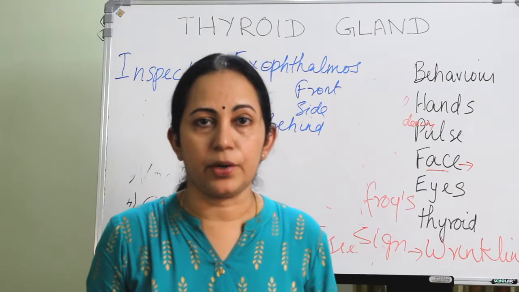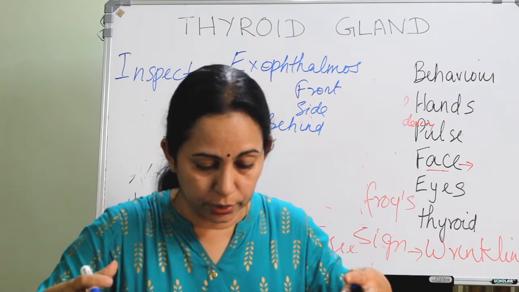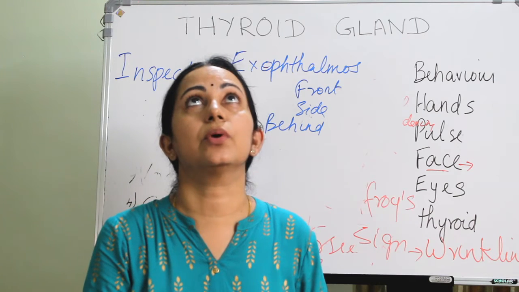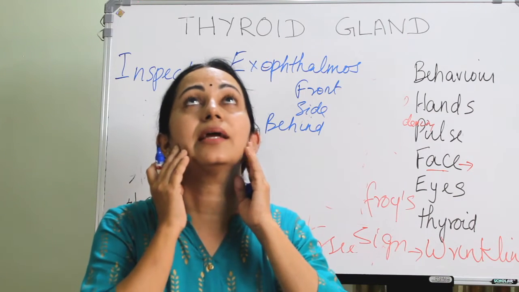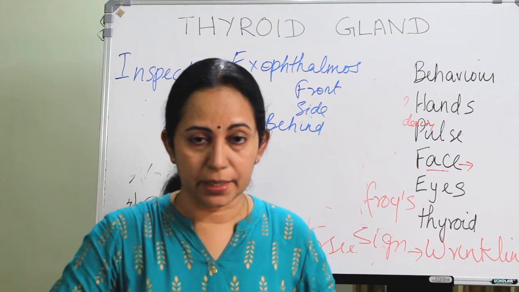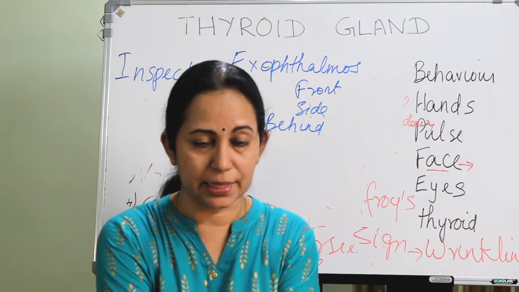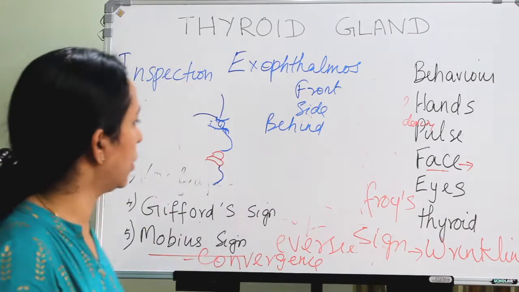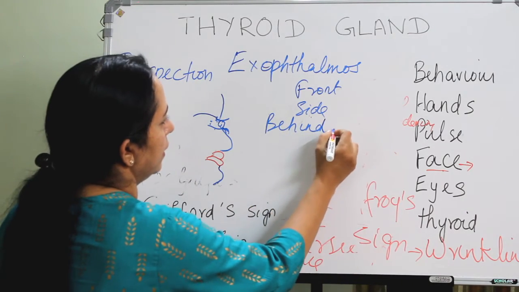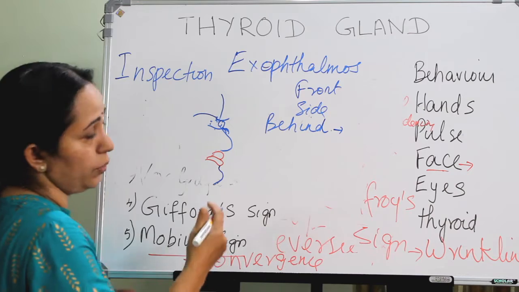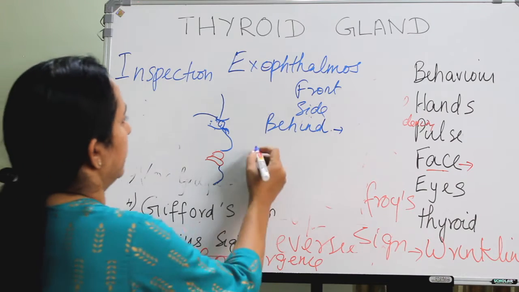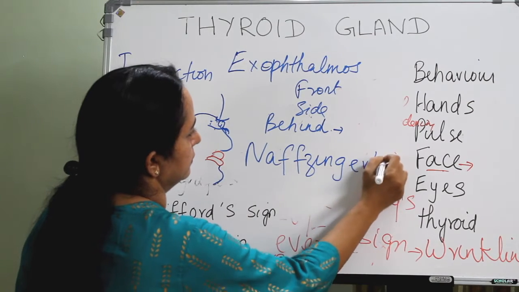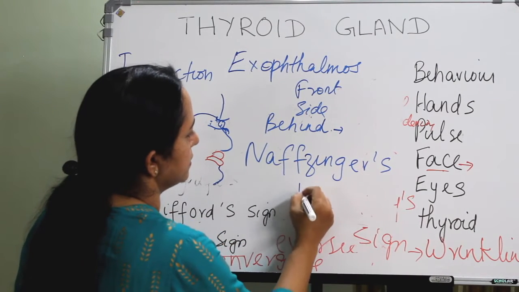The patient is seated in front of you. You stand behind the patient and look. In the meantime, you instruct the patient to slightly look upwards or slightly raise the head. You are standing behind, the patient seated in front of you with slightly raised head. You are looking from above. So that method is called Naffziger's method of examination from behind.